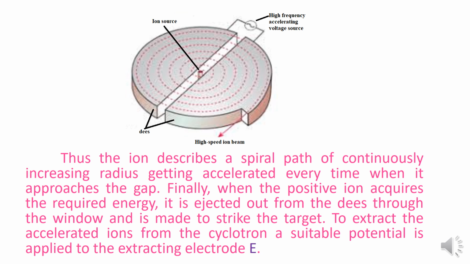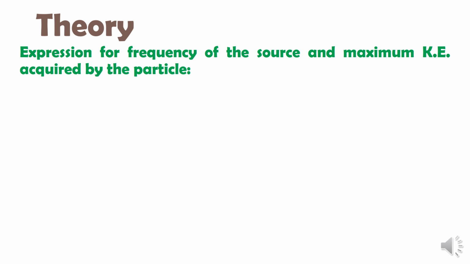Now this is about the construction and working of a cyclotron. Now let us discuss the theory. Under the heading theory, we are going to find out the expression for the frequency of the AC source. This is not just a source, it is an AC source.